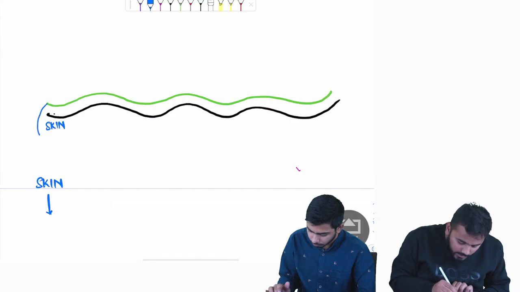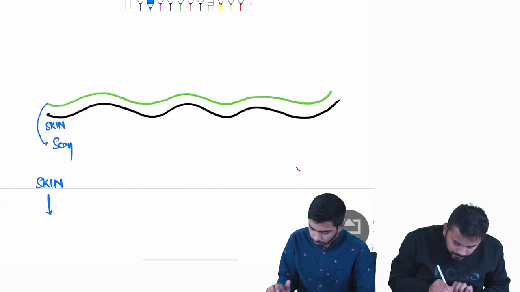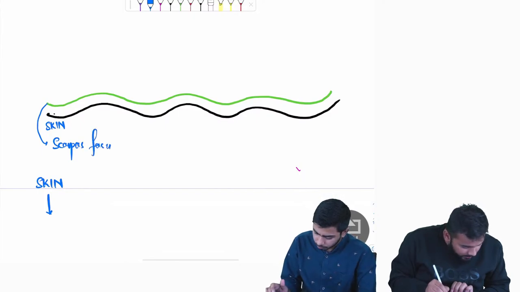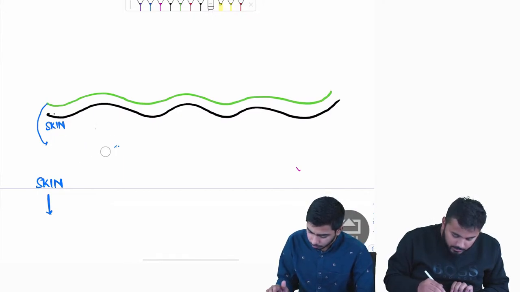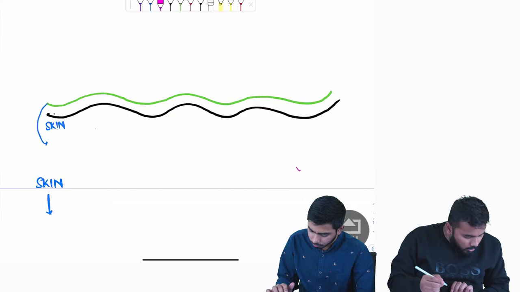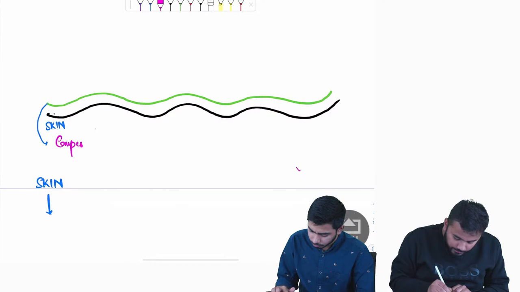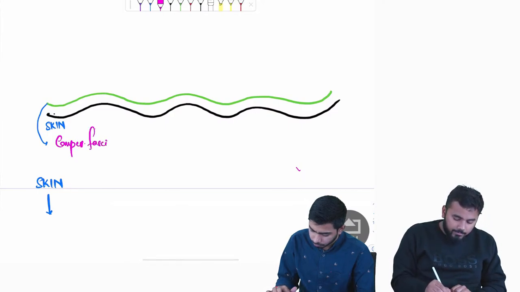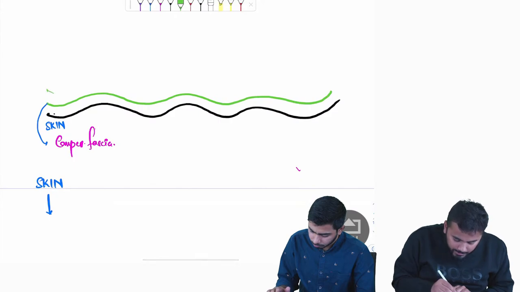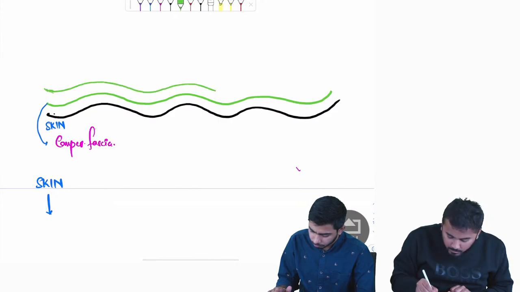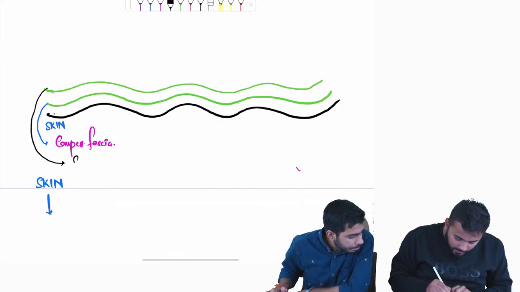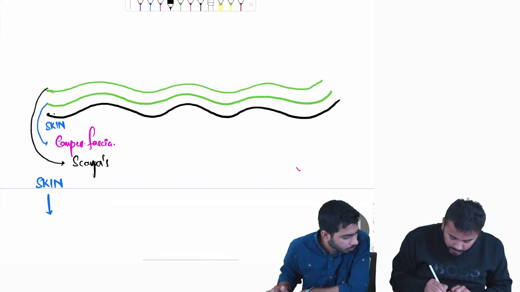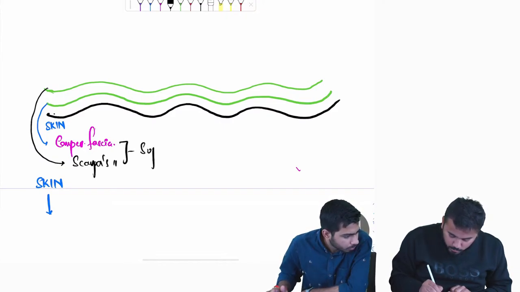So this outer one over here, this is called the carpus fascia. Okay. I'm mistaken here, I'm sorry. So the outermost, the most superficial layer will be the camphor. Yes, I'm sorry. It will be the camphor fascia. And much more deeper, what will I have? I will have carpus fascia. So both of them constitute the superficial fascia.